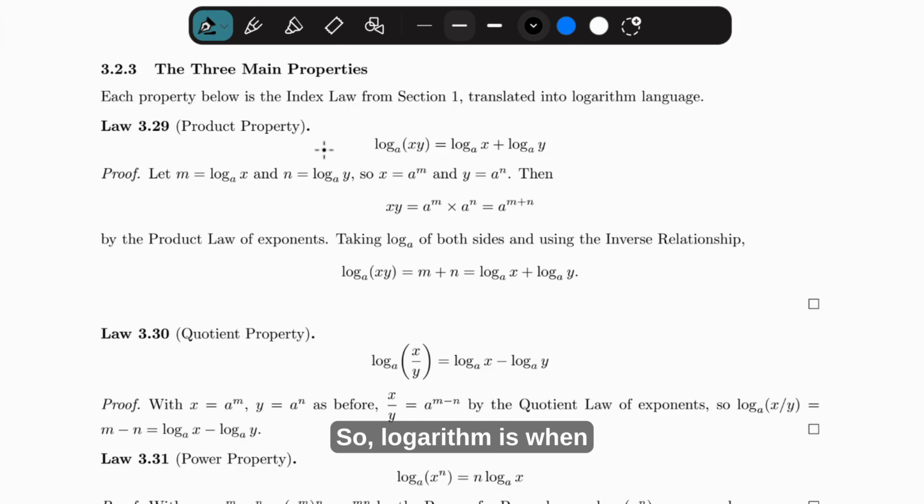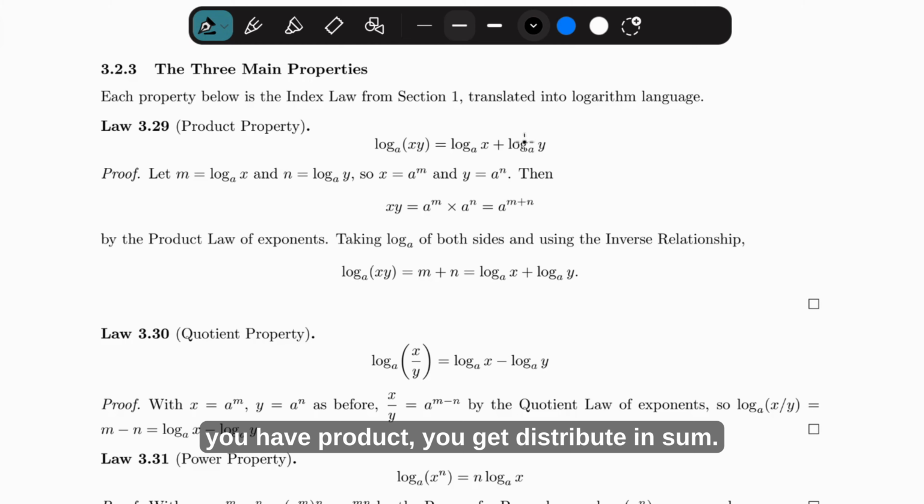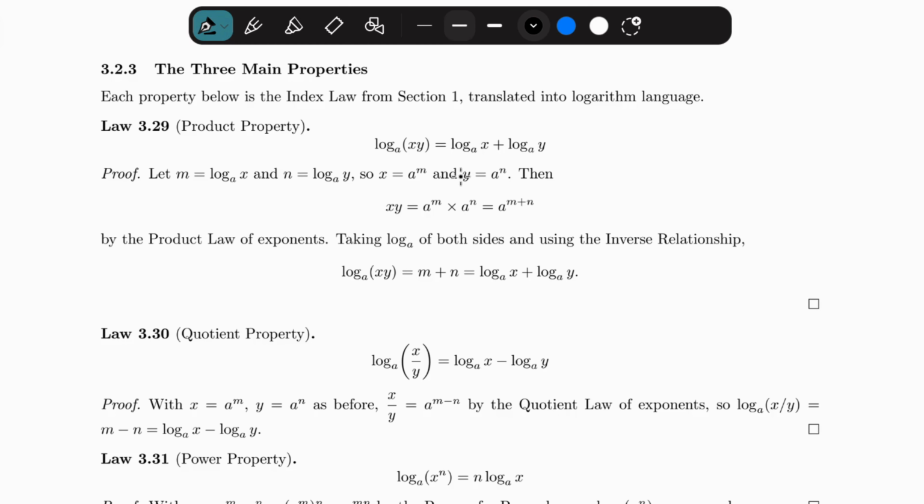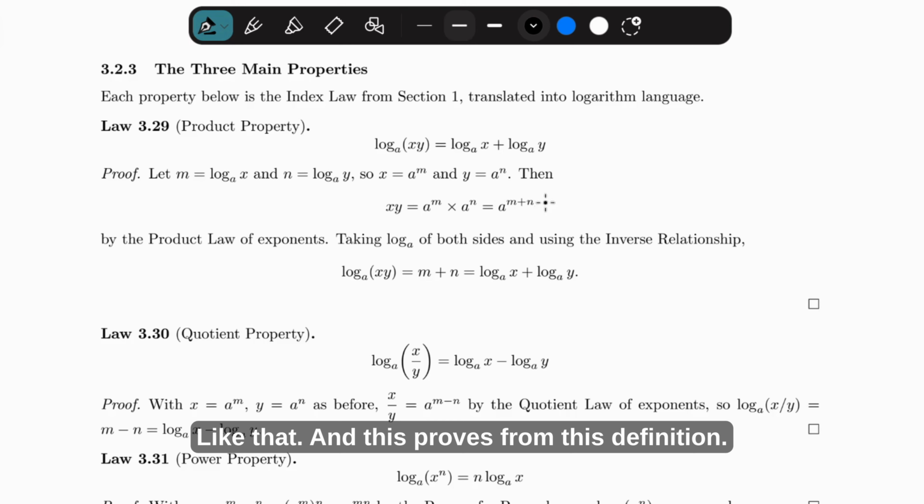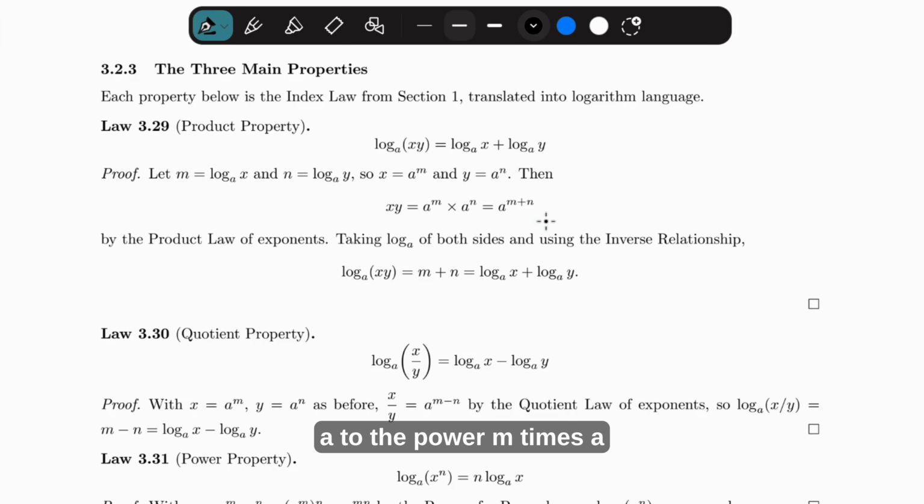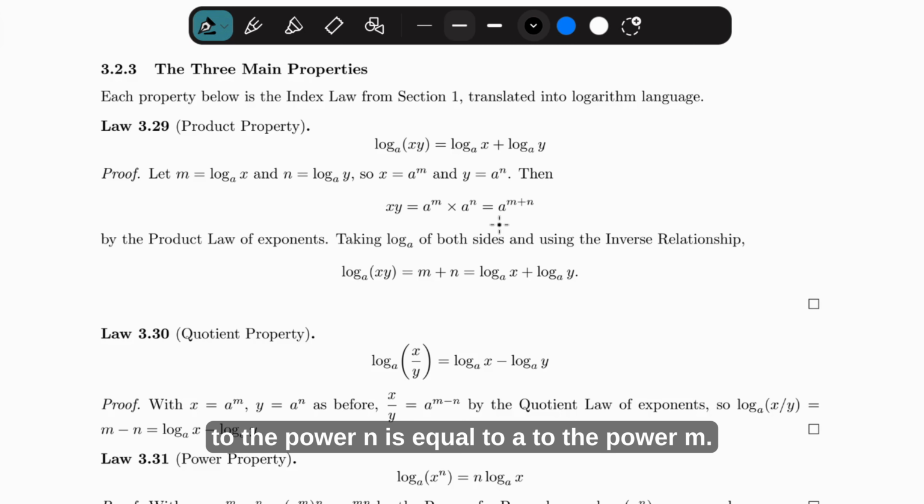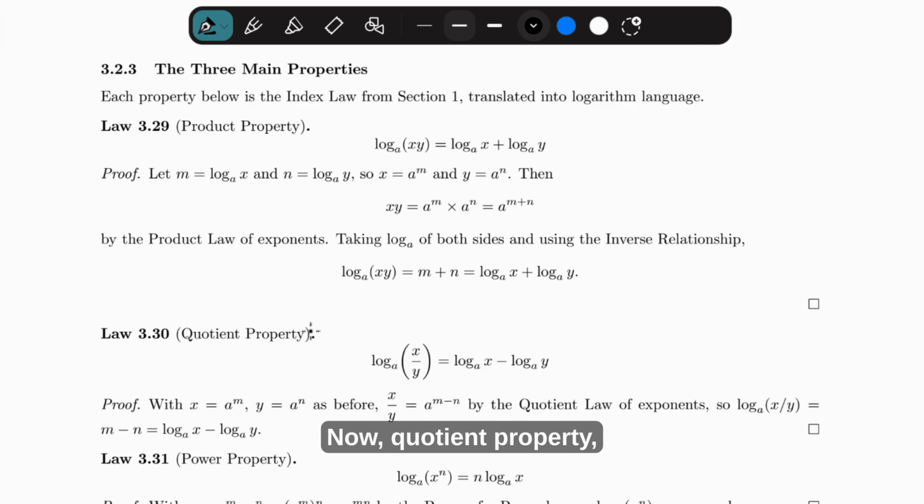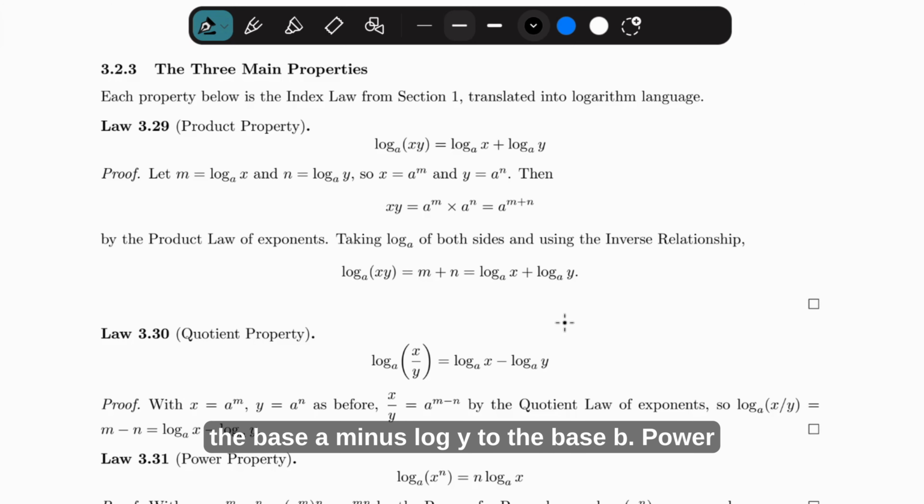Three main properties. The logarithm of a product is distributed as a sum, like that, and this is proved from the definition, from the result a to the power m times a to the power n equal to a to the power m plus n. Now the quotient property: you have log of x over y to the base a, you get log x to the base a minus log y to the base a.